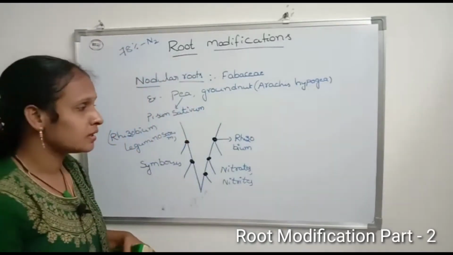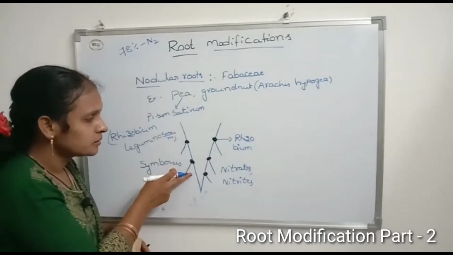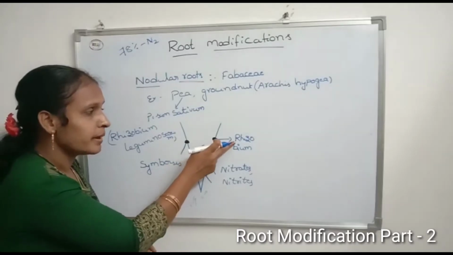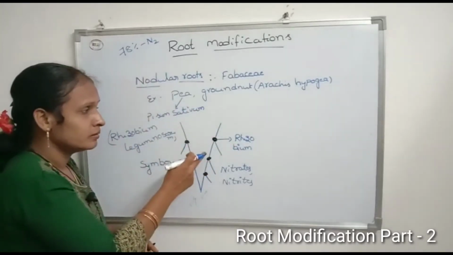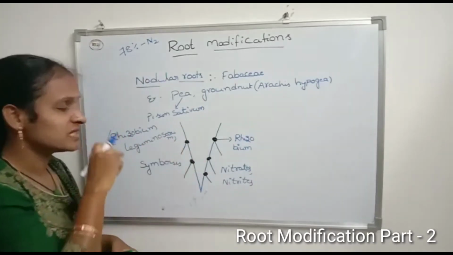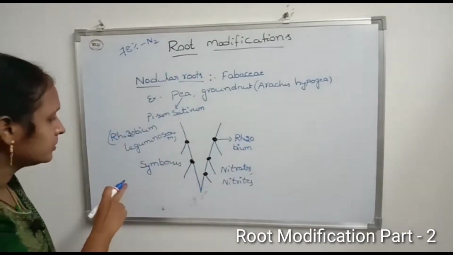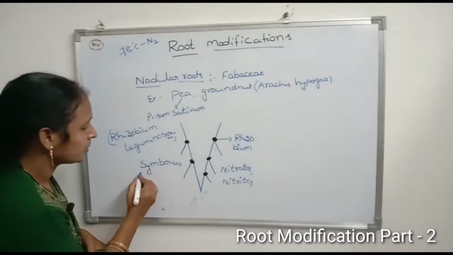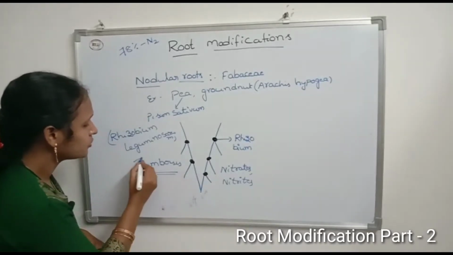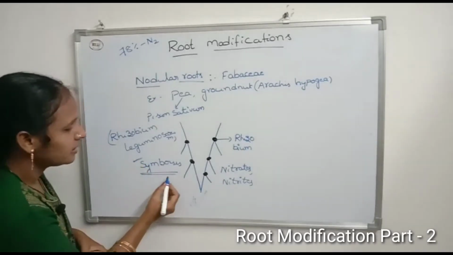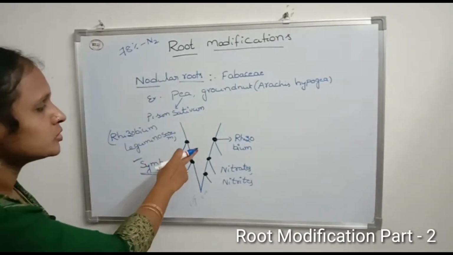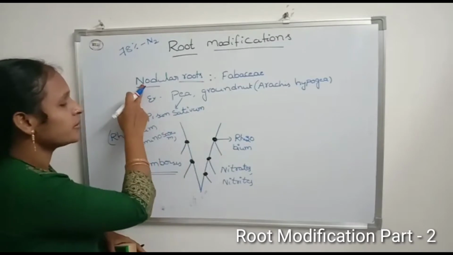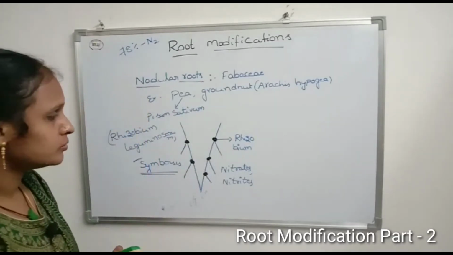Both are beneficial. Here the plant gives shelter to the bacteria, and the bacterium provides nitrogen for the plants. This type of mutual interaction is called symbiosis. Symbiosis is important for a 2 marks answer. An example of symbiosis is the nodular roots.